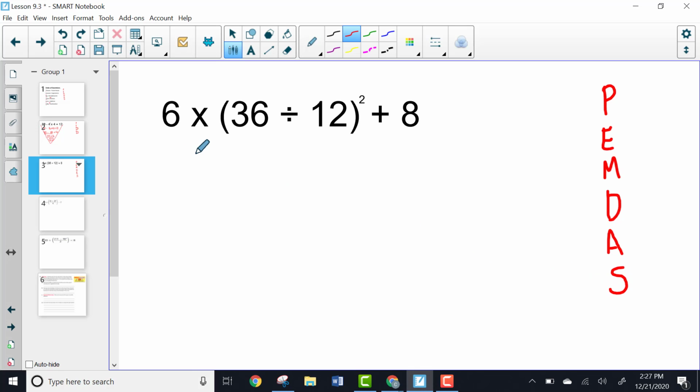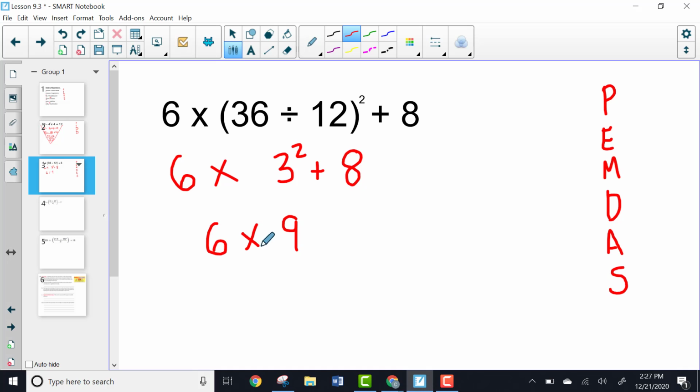Okay, so we have this problem. And the first thing you see that we need to do is parentheses. So we take 36 divided by 12, and that's going to give me 3. Then we're going to rewrite everything. So we have 6 times 3, and then we have the exponent to the second power plus 8. All right, now my next step is exponents. 3 to the power 2 is going to give me 9. So now I have 6 times 9 plus 8.